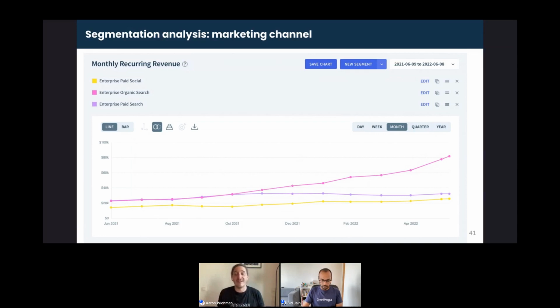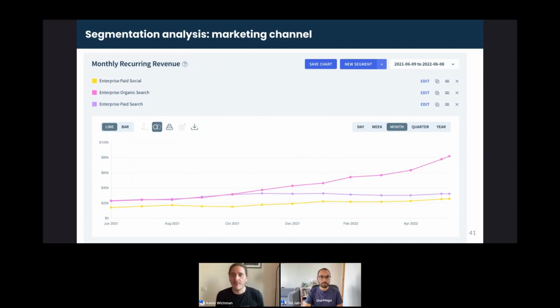Maybe that extra spend on paid search isn't really generating the results we hoped for. So maybe it's time that we toggle back a few of those campaigns, maybe turn them off even, and reallocate some of that spend. And this is just to give you a few ideas of what's possible.